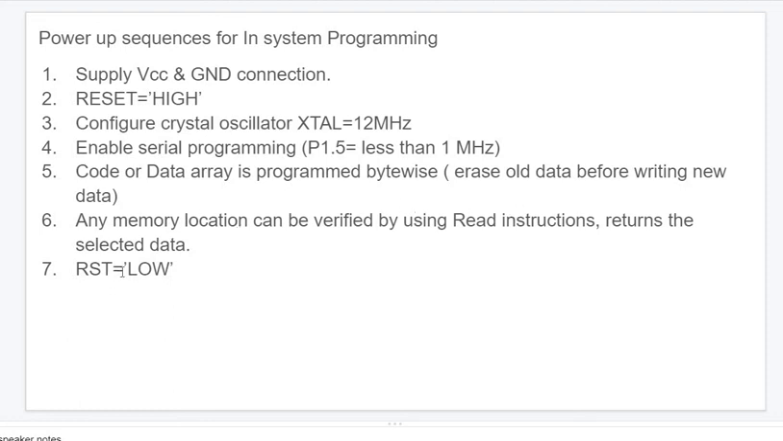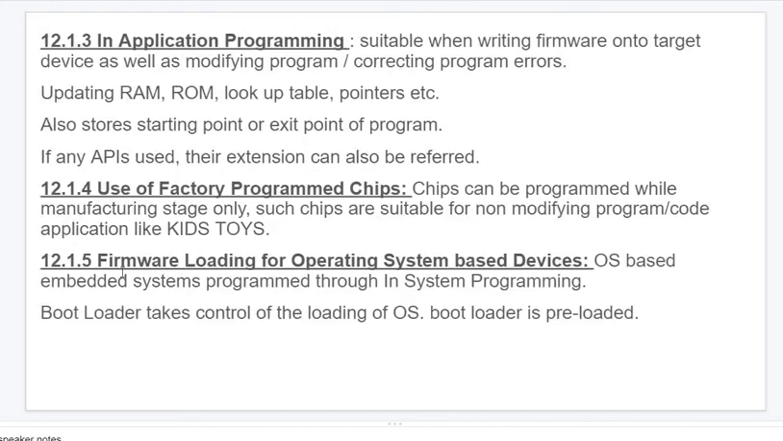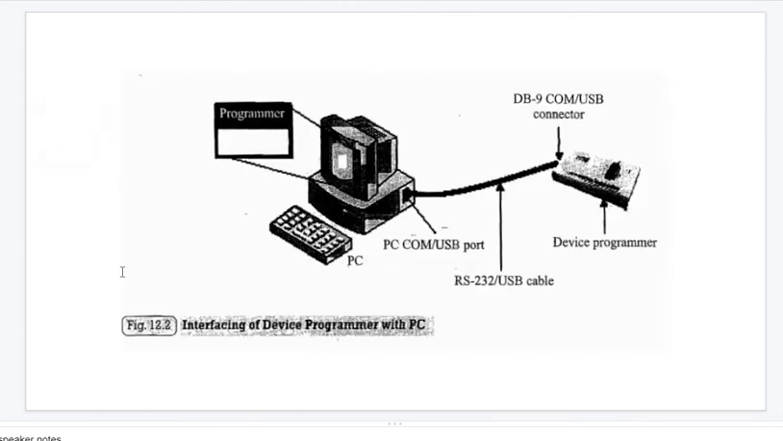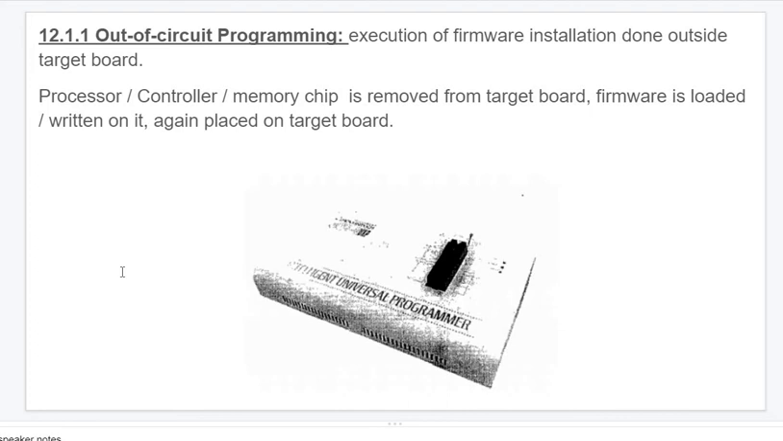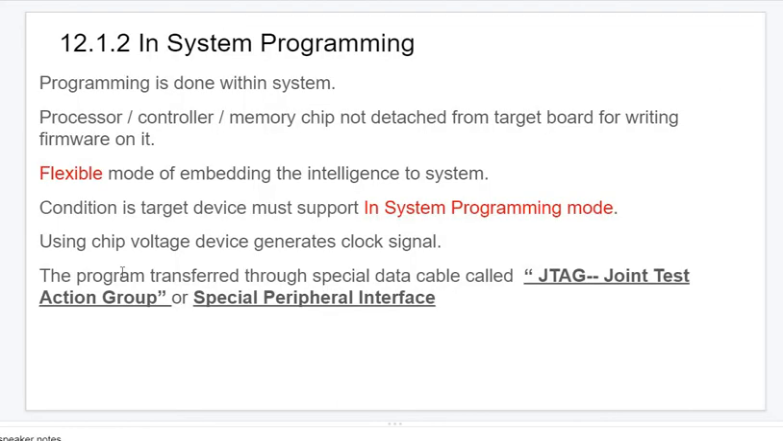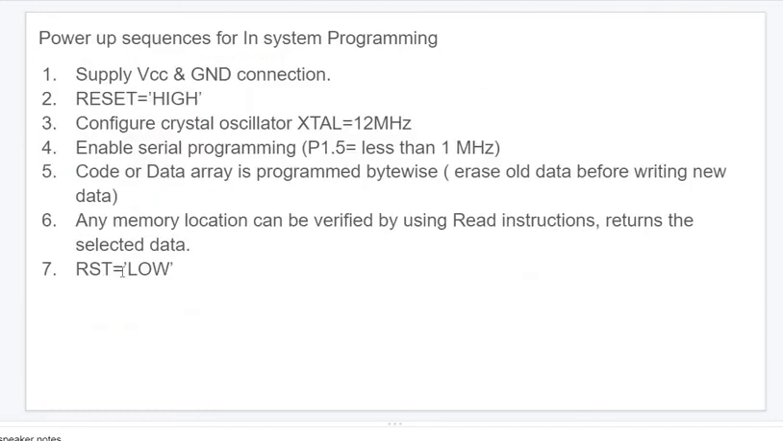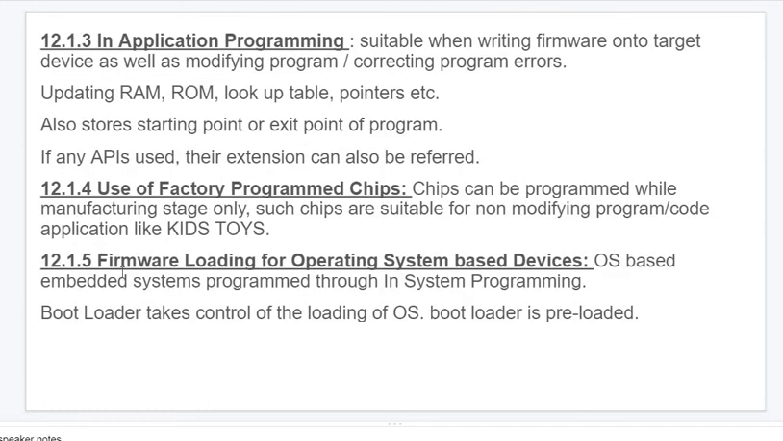And finally, perform the low for the reset signal. Okay, the last sub-point is in-application programming. The first mode I told was out of circuit, that means remove it from the device, connect it via the connector and do the programming. The second is to keep it inside the system and do the programming. The third mode is hybrid, in-application. That means it is neither removing nor in-system, but it is application oriented.